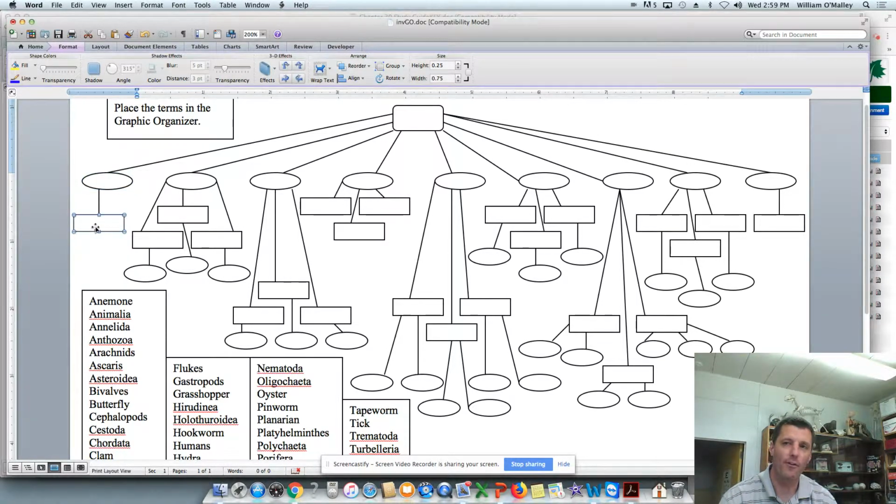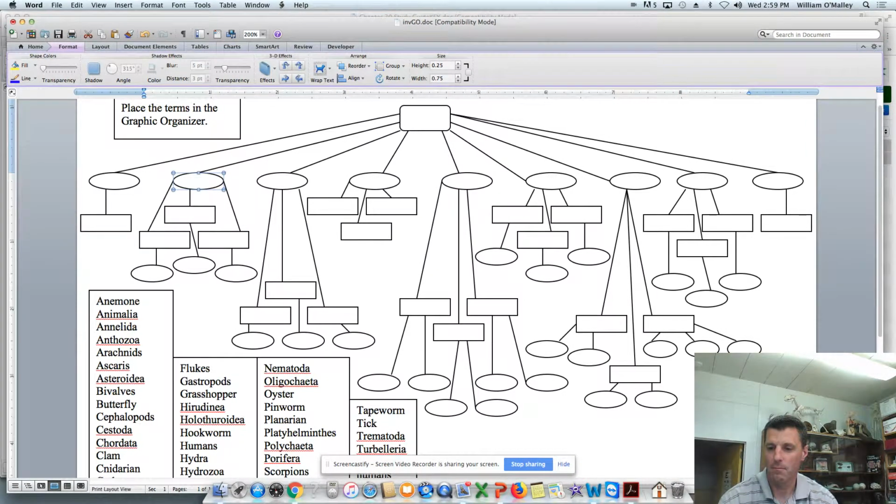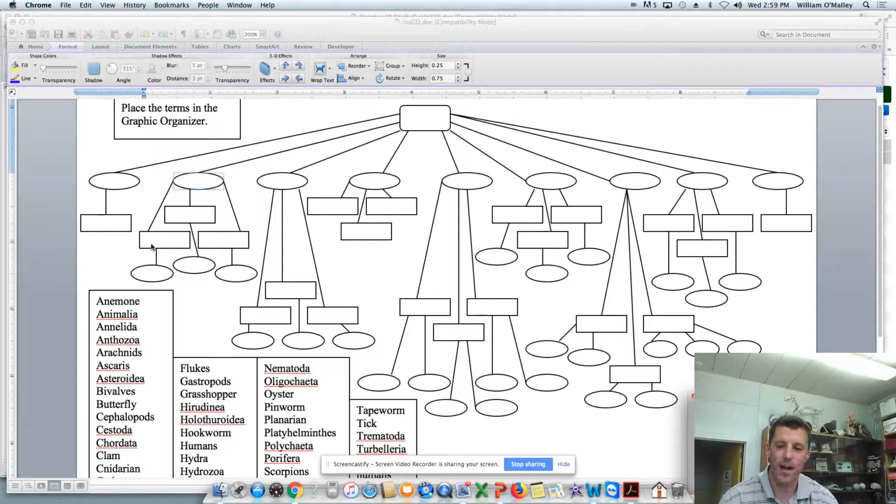Okay, so under Porifera, Sophia, what goes under Porifera in this box? Sponges. Okay, under Cnidaria, what's one of the classes of cnidarians? Hunter. One of the classes of cnidarians. What is one of the classes of cnidarians? You got to be following along, guys. You got to know what's going on. Jackson. Hydrozoa, and what went under Hydrozoa? Hydra. Another class, Hunter.